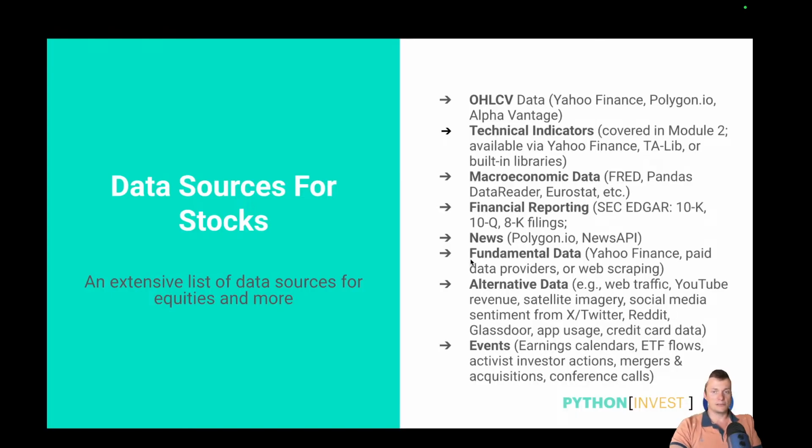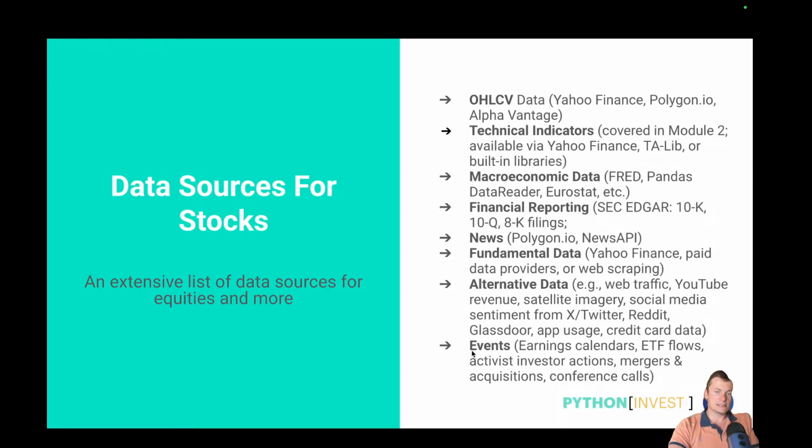Then if you are building some model in a specific vertical, you might want to use alternative data. It can be anything: social media sentiment, app usage, credit card data, Glassdoor reviews, YouTube videos or commentaries, web traffic on websites, satellite imagery, anything that is connected to the companies or stocks that you want to invest in and you want to build a model.